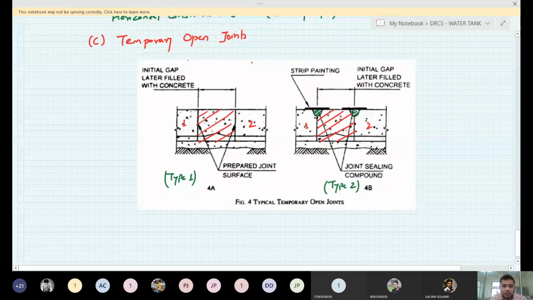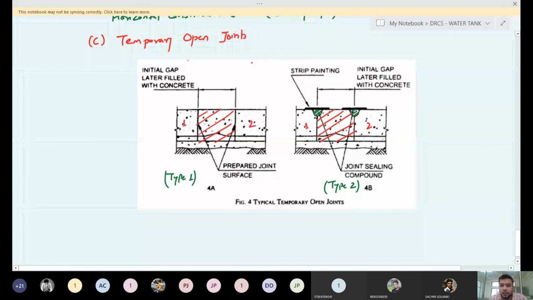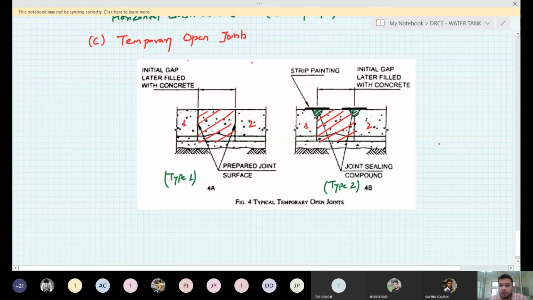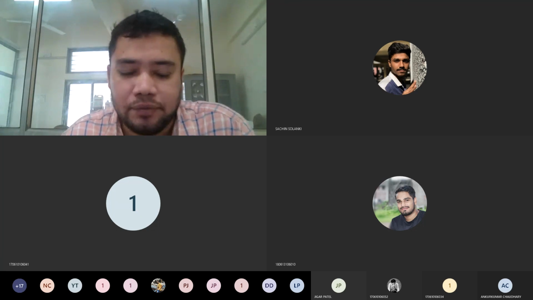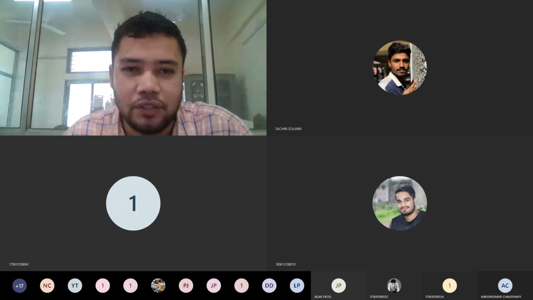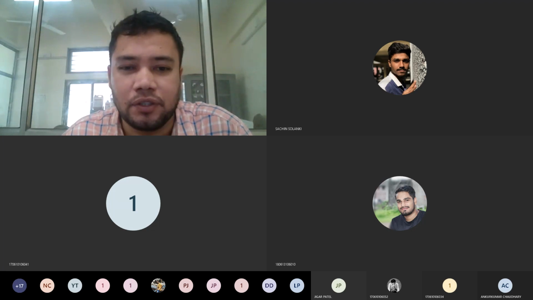Then in temporary open joints, the initial gap between the two concrete surfaces is large, and it is filled with concrete. Sometimes at the junction of the old and new concrete, the groove is filled with joint sealing compound and strip painted. Okay, so this is about the various types of joints. So we stop here. In the next class, we will see the design basis of working stress philosophy.